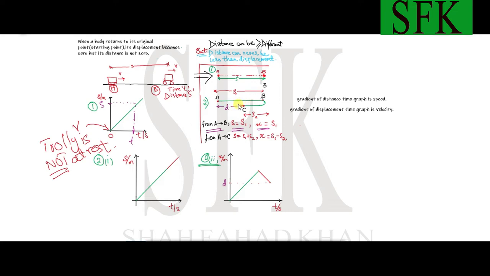Distance is also S1. Now from A to C, returning back to C, what are the values of distance and displacement? Okay, it's easier to calculate the value of distance first. As we've seen earlier, the distance is just the length of the path that is followed.